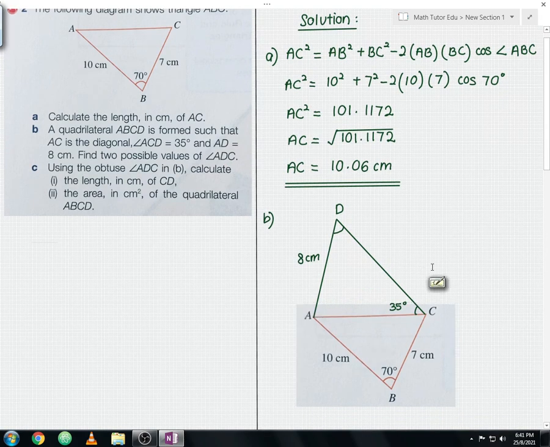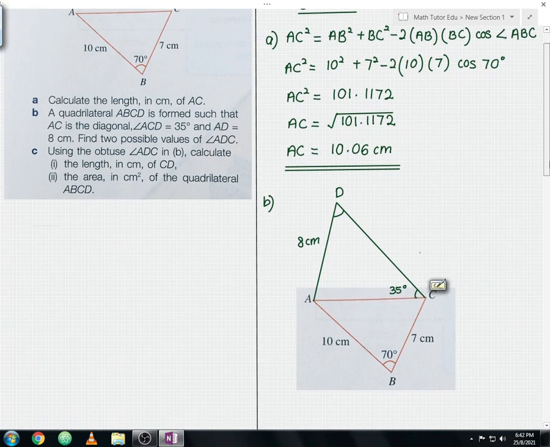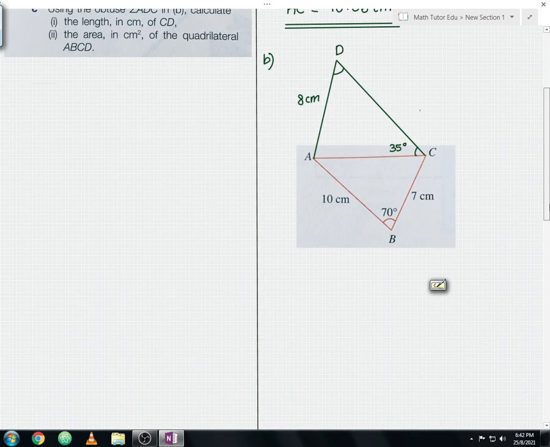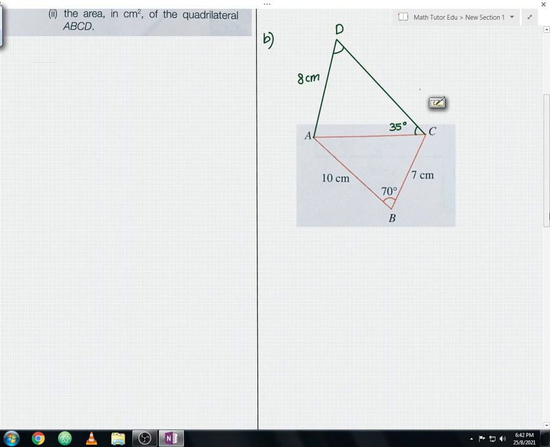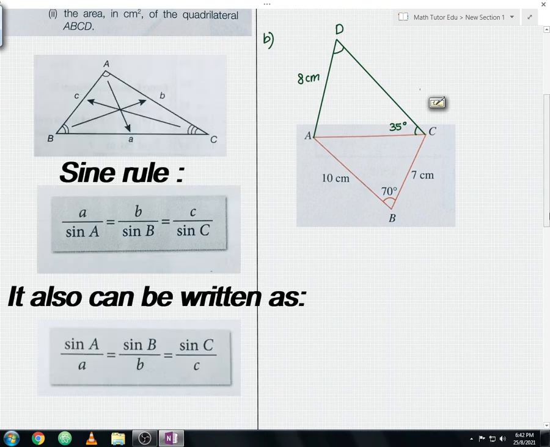Okay, so enough with the talking. Now we are going to calculate the angle ADC. So in the question part A, we have already calculated the straight line AC, which in this case is 10.06 centimeter, which is this straight line. So from here, in order to find the angle ADC, we're going to apply the sine rule. If you don't know the sine rule, I'm going to show it now, so you're going to use that as our reference. So let us start to solve.